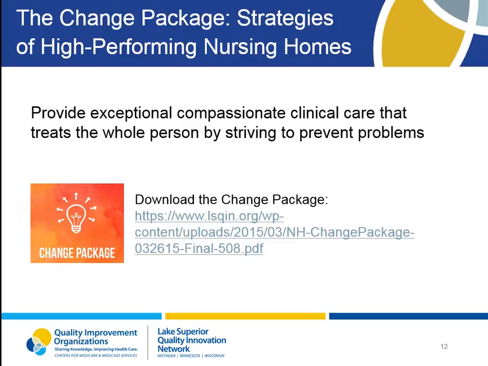Implementing quality improvement in your nursing home works best if your home has a culture of quality that supports quality improvement. Please refer to the CMS National Nursing Home Quality Care Collaborative Change Package that offers strategies that your team can implement to develop and enhance your quality culture. One of the strategies of high-performing nursing homes found in the Change Package is to provide exceptional, compassionate clinical care that treats the whole person. Striving to prevent problems such as UTIs and treat when necessary is a great example of this strategy. Please refer to the link on this slide to find other proven strategies to improve the quality culture within your nursing home.